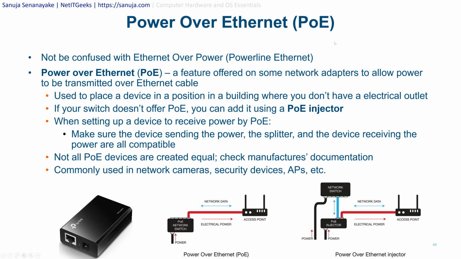Power over Ethernet, however, is a feature offered on some network adapters to allow power to be transmitted over Ethernet cable. As opposed to power line Ethernet, where we are using the electrical circuit to transmit data, in power over Ethernet, or PoE, we are transferring electrical current through data cables. So it's the opposite. They are used to place a device in a position in a building where you don't have an electrical outlet. So if your switch doesn't offer power over Ethernet, you can add it using PoE injectors.